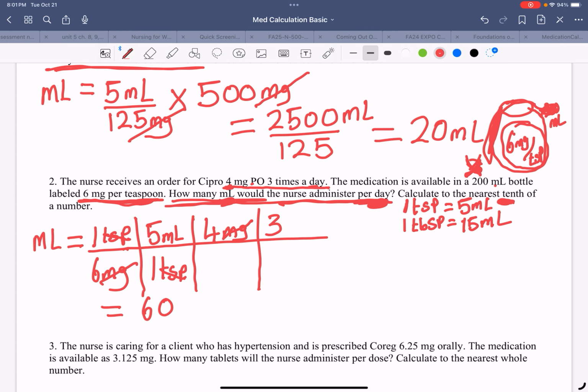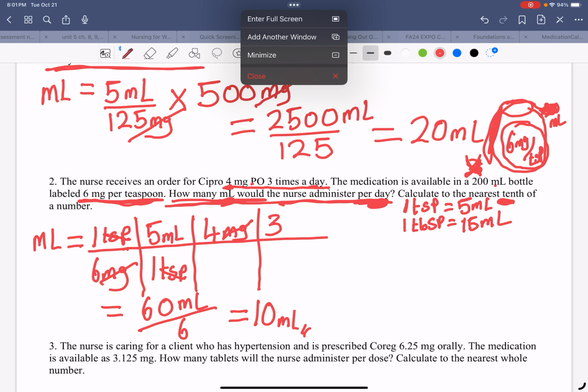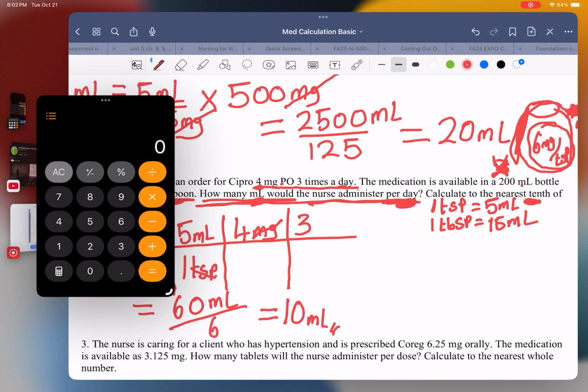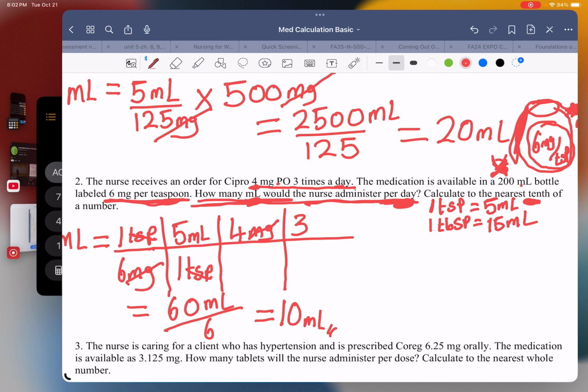All right, so now we have milliliter, carry your unit. Very, very important, divided by 6. So now 60 divided by 6 is what? 10 milliliter. All right, let's make sure we do our calculation correctly. It's always good to check because you never know. 5 times 4 times 3. Again, so you can see 5 times 4 times 3. That's 60 divided by 6. And just like that.